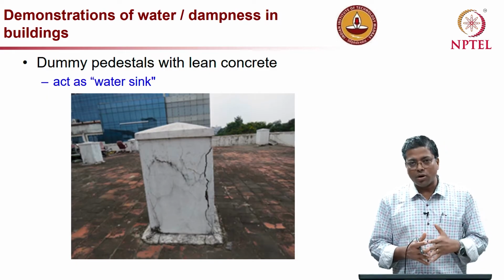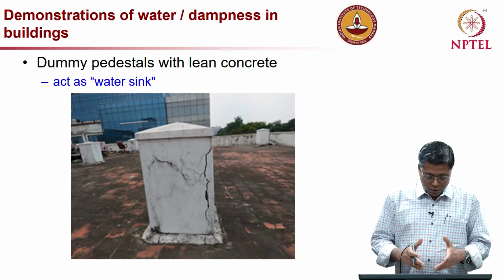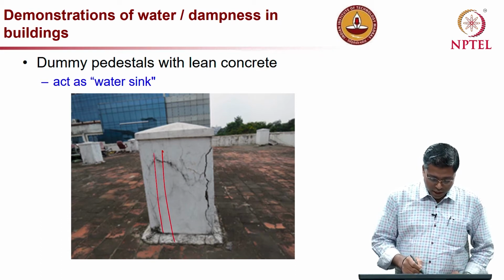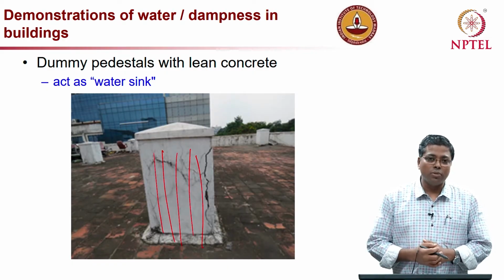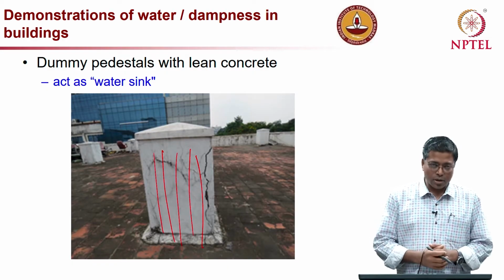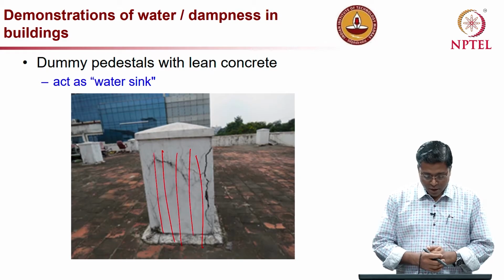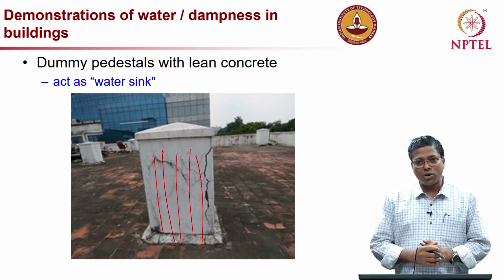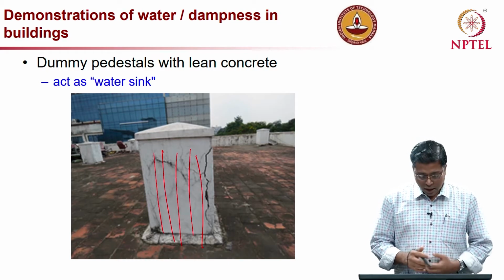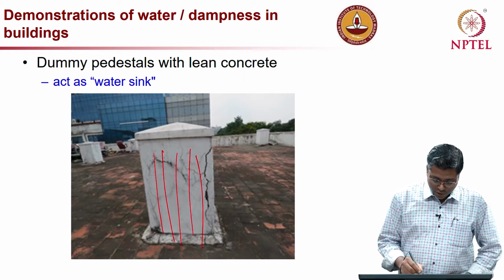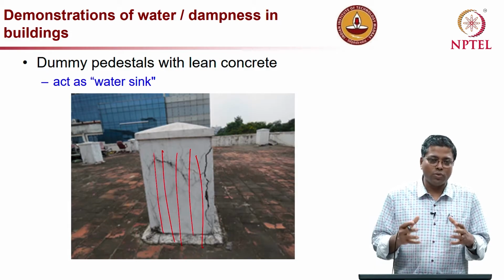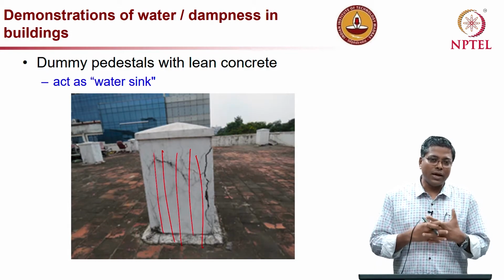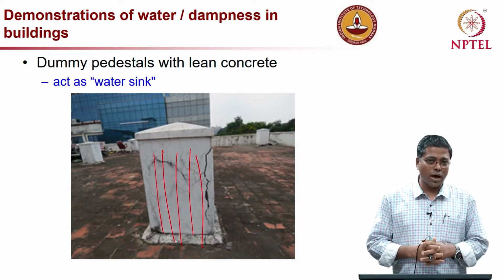They put that lean concrete because they want to use the rebars inside to continue as the rebars for the next column on the additional floor which might come up. However, what is happening is, because it is lean concrete, it ends up functioning like a water sink. So it absorbs all the water and keeps the water there, and that allows the corrosion to happen.